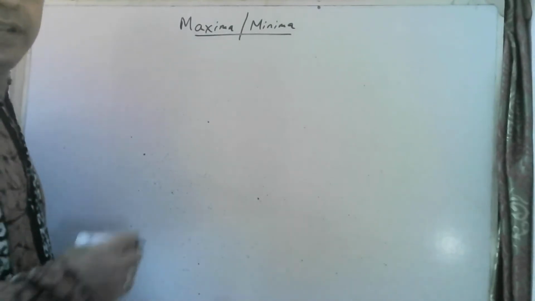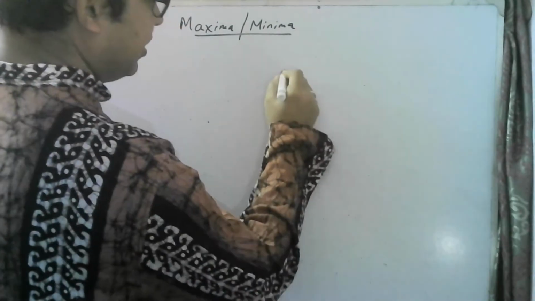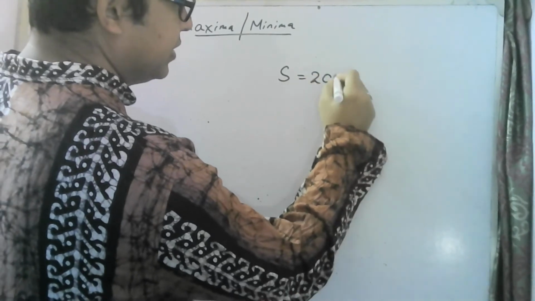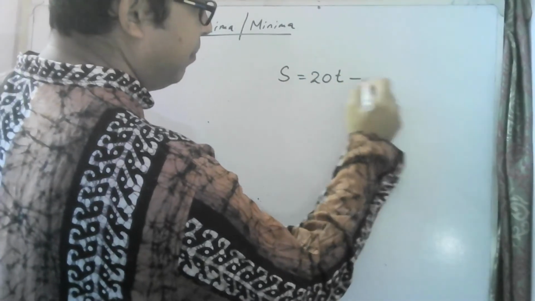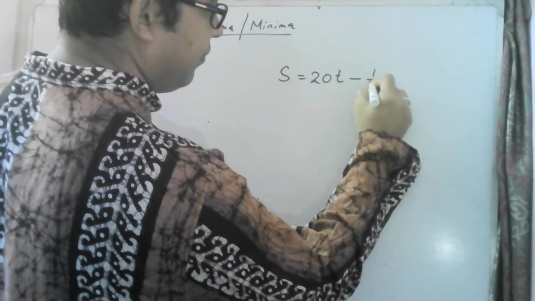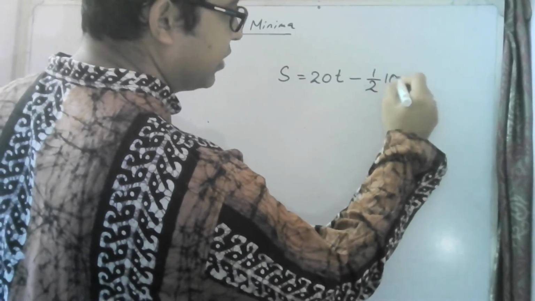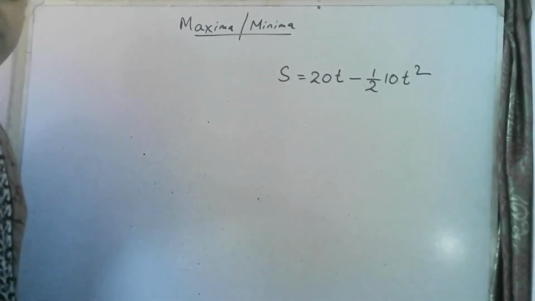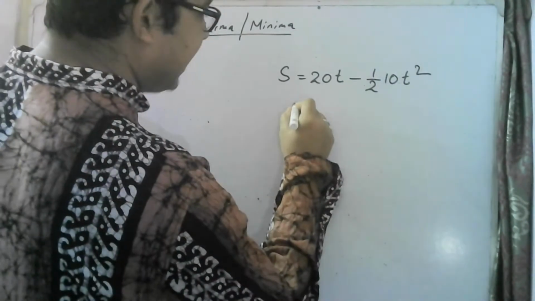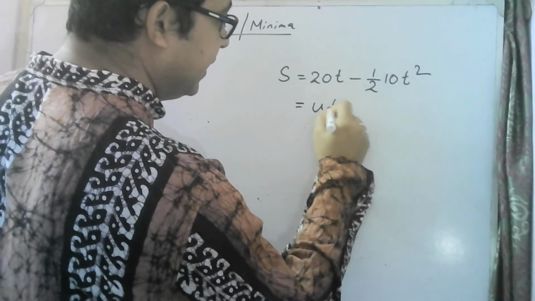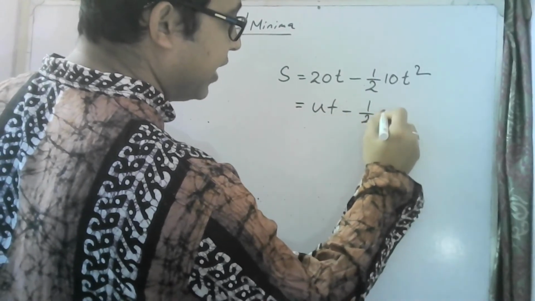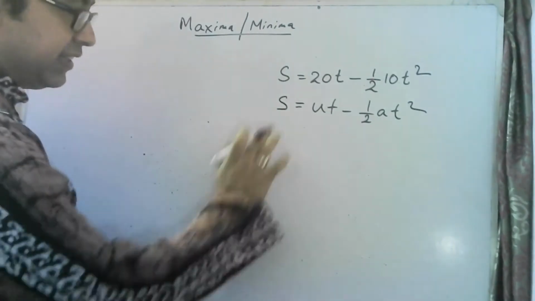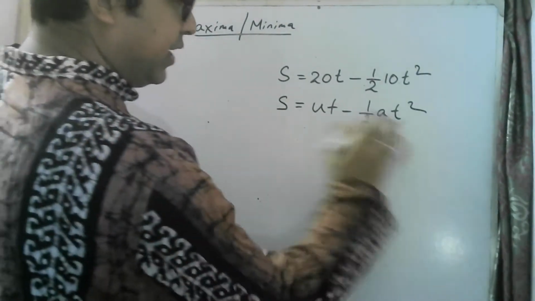Suppose you have been given an equation something like this. S is equal to, let's say, 20t minus half 10t square. Do you remember what this equation is? This equation is exactly the same as ut minus half at square, no? So this is the motion equation, the distance covered in a particular time.